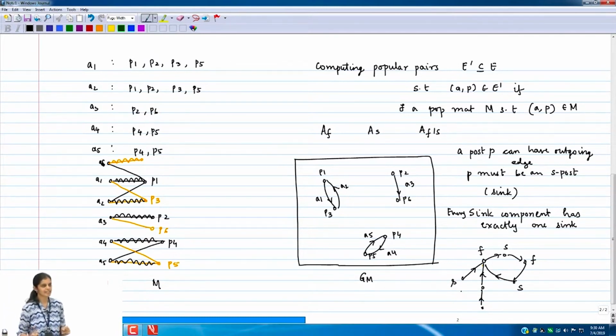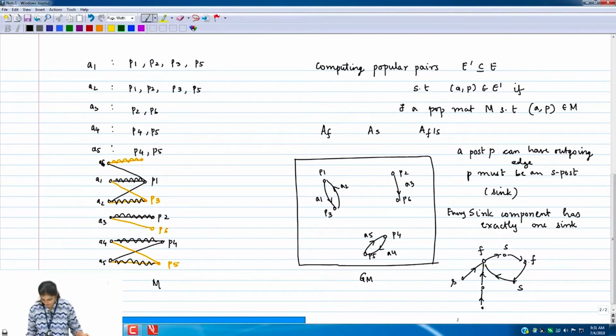Can it have multiple cycles? No, again using the same logic that we said, it cannot have two sinks in the same component. If there is a cycle, there is exactly one cycle, and if there is no cycle, there is exactly one sink. So either the component is a sink component or it is a cycle component, and there is exactly a unique sink or a unique cycle in that, right?